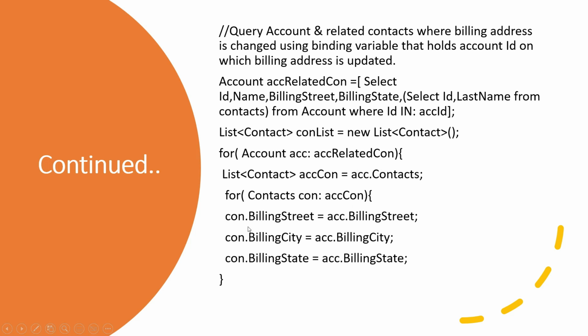What we have to do is call the field name by using the dot operator. con.BillingStreet equals acc.BillingStreet, and similarly con.BillingCity equals acc.BillingCity, and con.BillingStreet equals acc.BillingStreet.